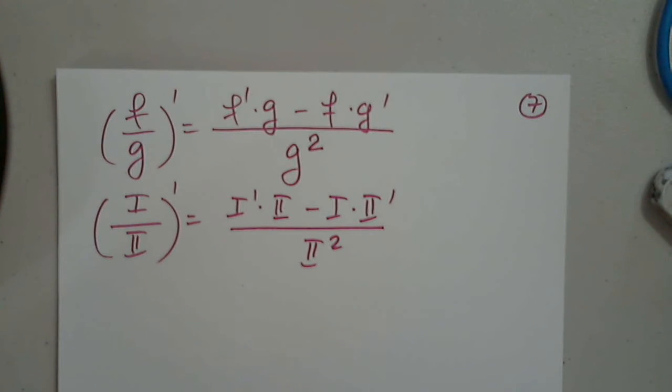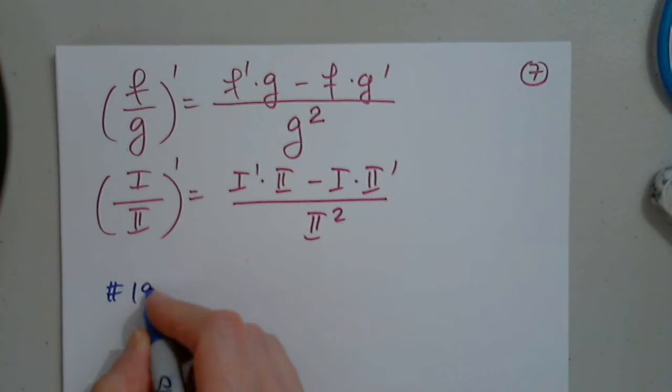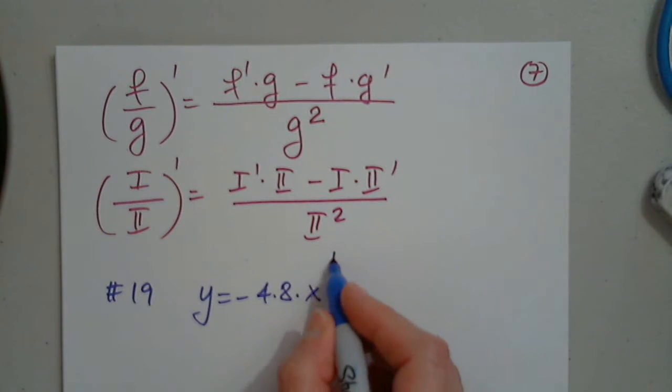And let's go first to 1.5, and that's page 145. Okay, so let's choose from there anything you want. Choose freely. 19. So let's start with 19. Very good. So we have y equals negative 4.8 times x to the 1/3.